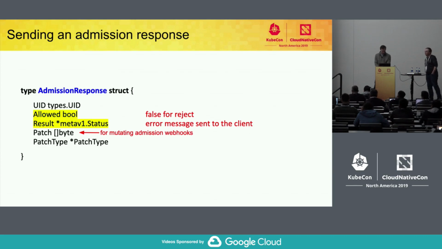Now, if it does match an existing device, we can return allowed true. That means that we are admitting this request, everything looks fine. If it doesn't, we're going to say allowed equals false, and we also should provide back some errors in the result saying why. This can go all the way back to the client.